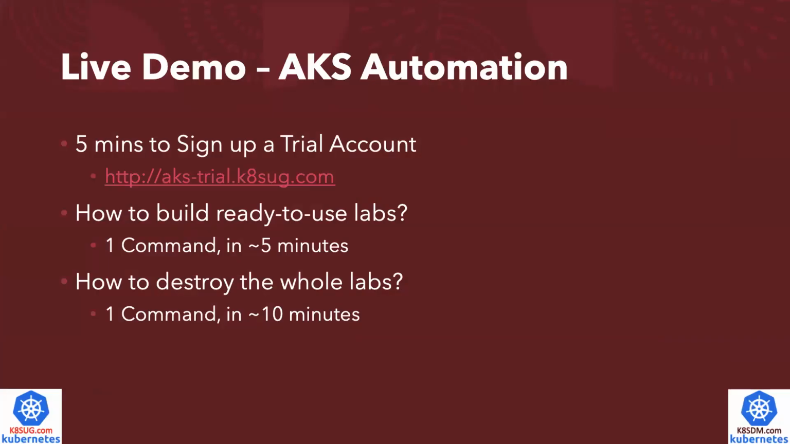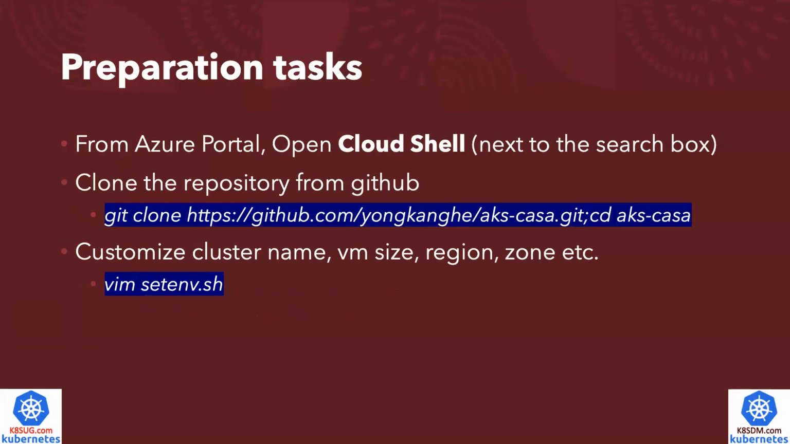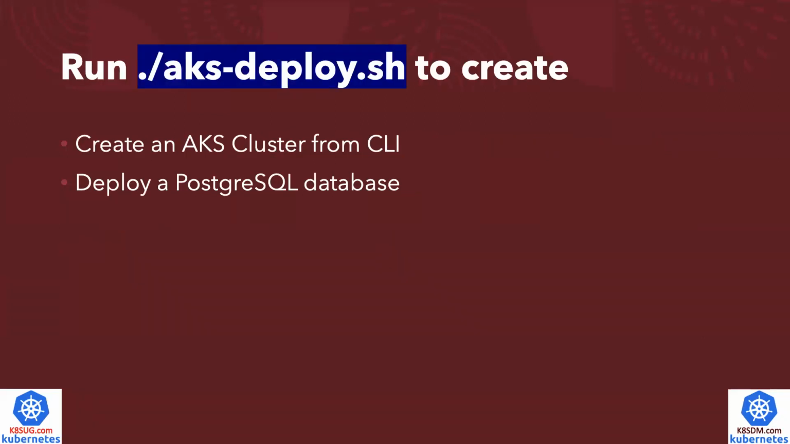So we will come back to the portal here. This is how to automate the AKS cluster. A little bit of preparation task I already touched on: you clone the repository, and then optionally you can also customize the cluster name, the VM size, the region, or the zone you're using. But you don't have to.